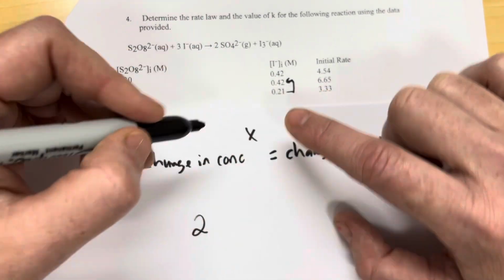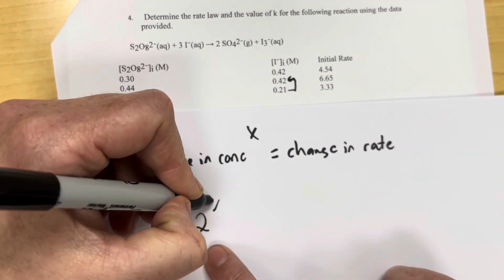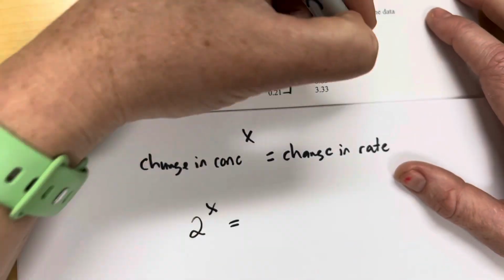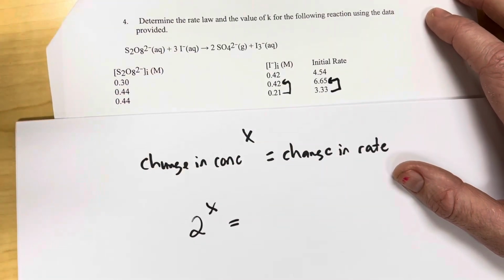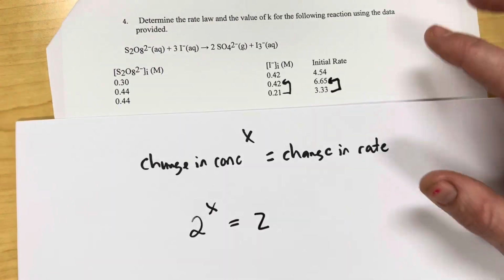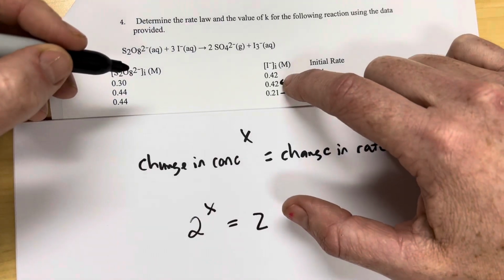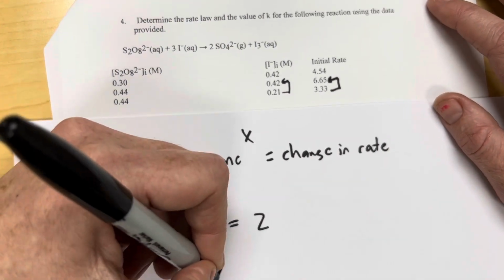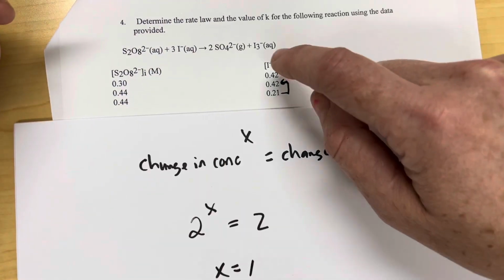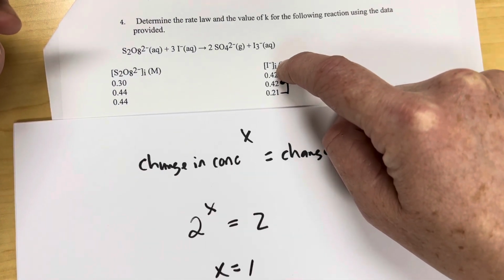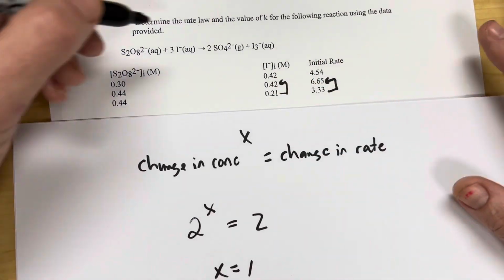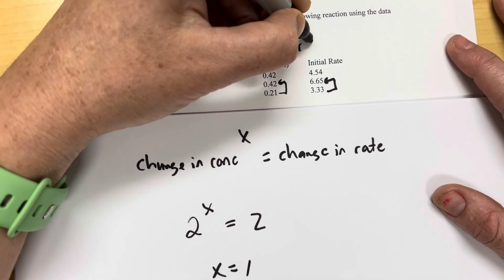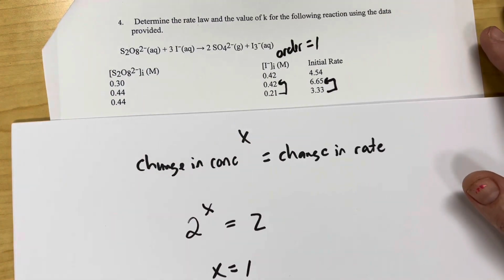So this was our change in concentration, to some order that we're looking for, is equal to the change in the rate, which also happens to be 2. It doubled. So this one doubled, that one doubled. Therefore, 2 to the what equals 2? 2 to the 1 equals 2. The order of I minus must be 1. So when we go to write the full rate law, we'll just remember this order equals 1.